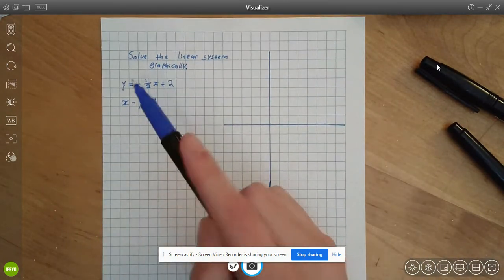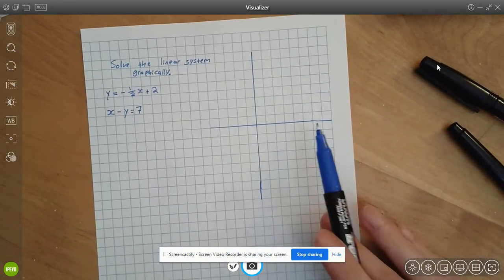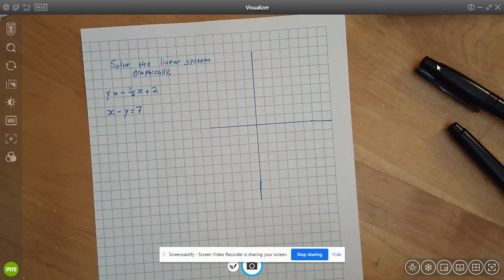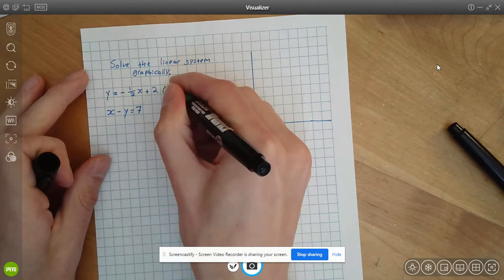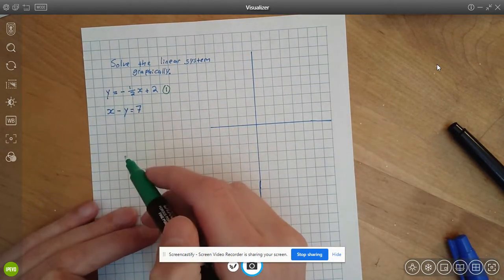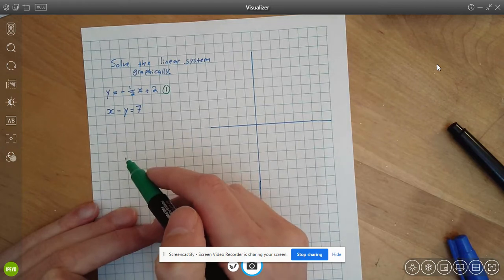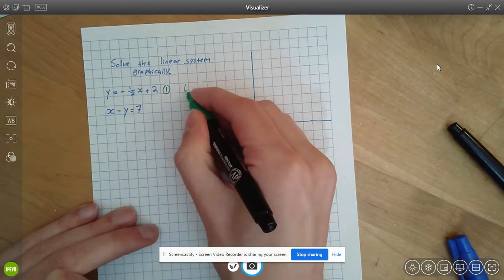You can tell that because I'm connecting x and y, so we know that we can draw this on the grid. The first thing I'm always going to do is label the equation. So the first one is equation 1. Equation 1 should be pretty straightforward to graph because it's already in y equals mx plus b form. So I know my y-intercept is 2, right? I know b is equal to 2.